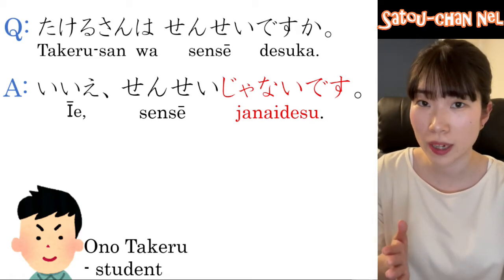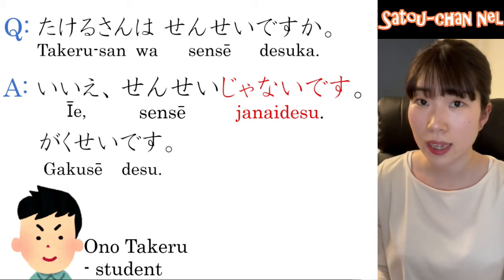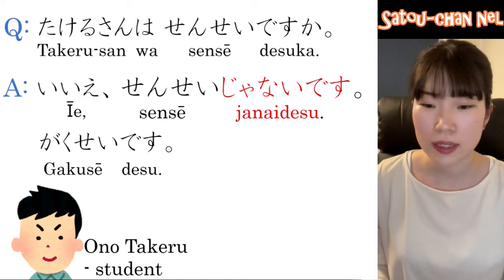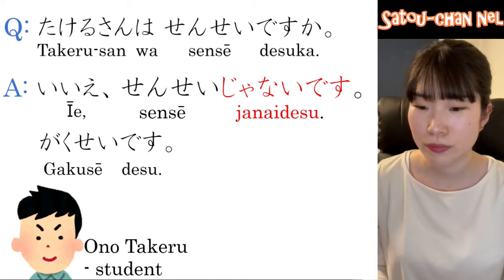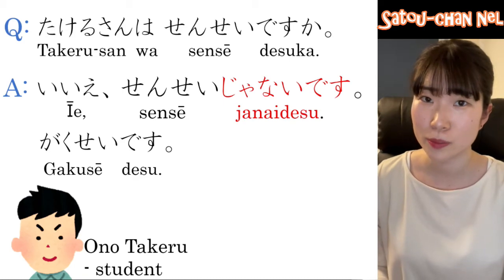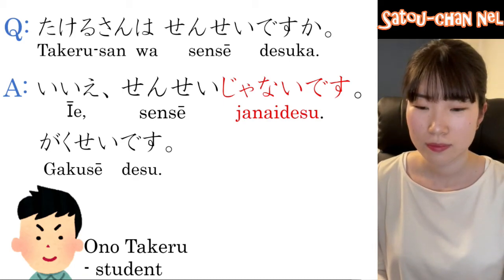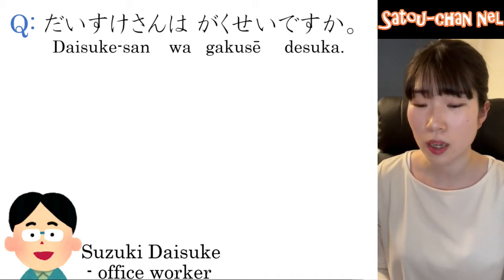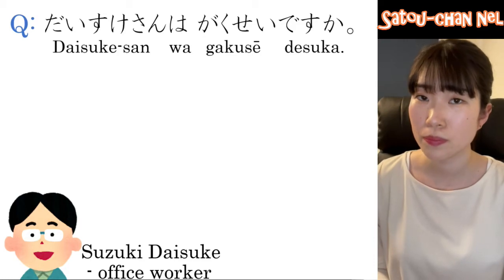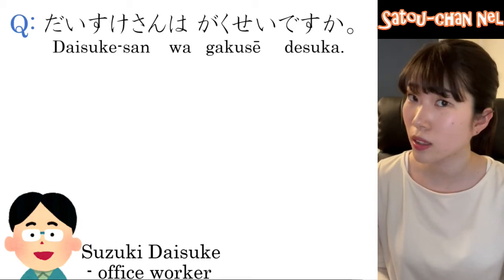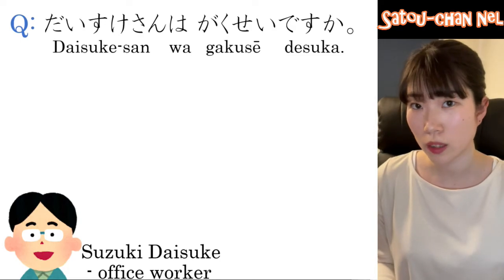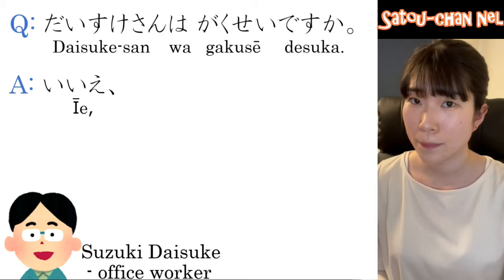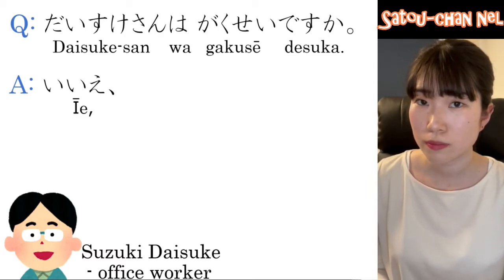And then give correct information. 学生です。いいえ、先生じゃないです。No, not a teacher. He's a student. 学生です。Next one. The question is, 大輔さんは学生ですか? 学生 student 学生ですか? But he's an office worker, so the answer is no. No. いいえ not a student.